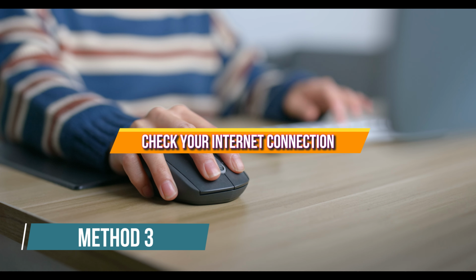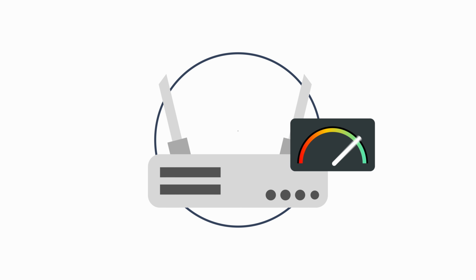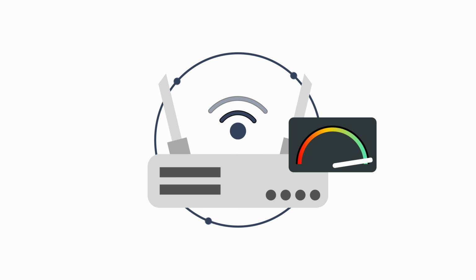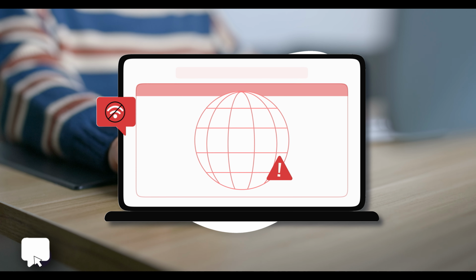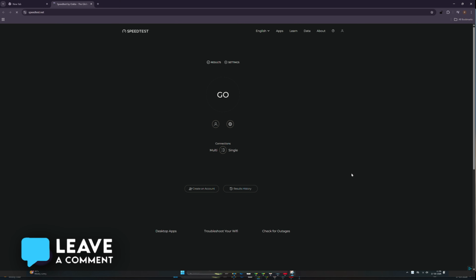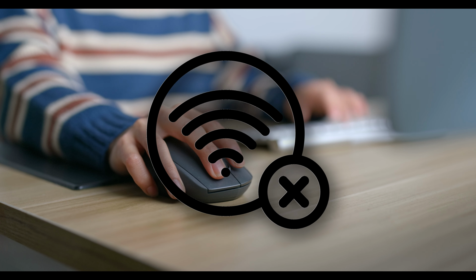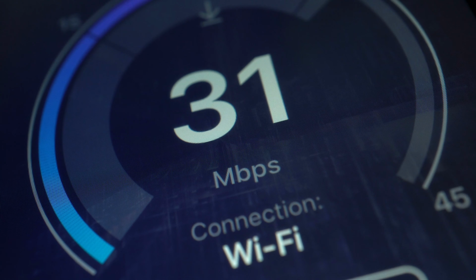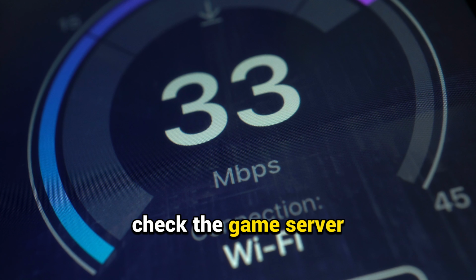Method 3. Check your internet connection. Meanwhile, check your internet connection and make sure it is stable. Roblox errors can occur due to an unstable internet connection. Check the internet speed by visiting this website and see if you have a stable internet connection. If the internet connection is unstable, then you can contact your internet service provider to fix the issue. If the internet connection is stable, then check the game server.